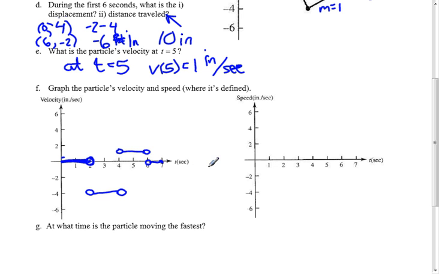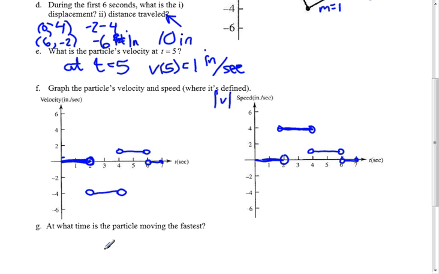Okay, and now speed. The only difference is it's the absolute value of velocity. So, again, still 0. Instead of being -4, we were going 4 inches per second. The negative just tells us what direction. This is just 1 again. So we're moving forward 1 inch per second. And then the last part is still 0.